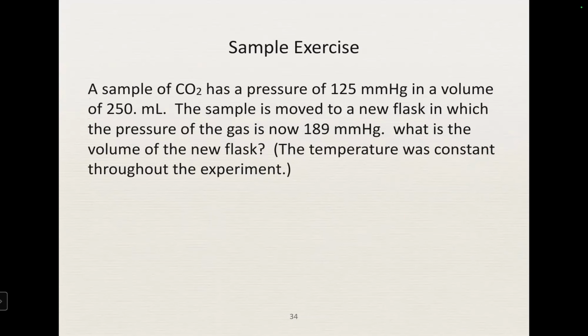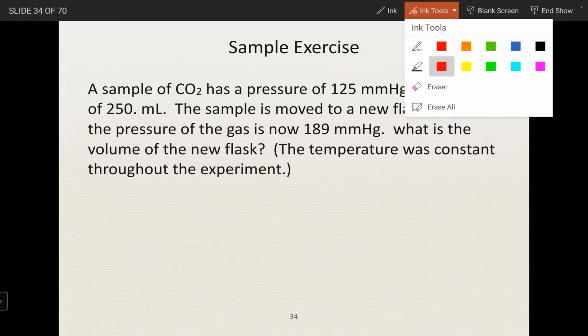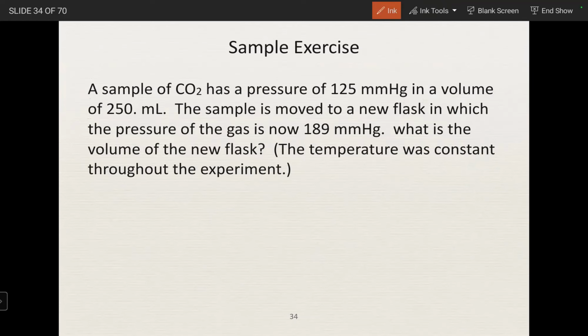Okay. And then in this case, we've got a sample of carbon dioxide now, and it gives us the pressure in millimeters of mercury, so 125 millimeters of mercury, with a volume of 250 milliliters, excuse me. This sample is moved to a different flask now, and the resulting pressure is going to be 189 millimeters of mercury. We want to figure out what the volume of the new flask is going to be. And then for this one, we're assuming temperature is constant. In this case, it's given, that's told explicitly.